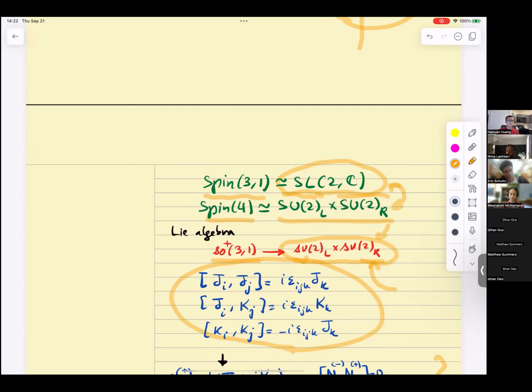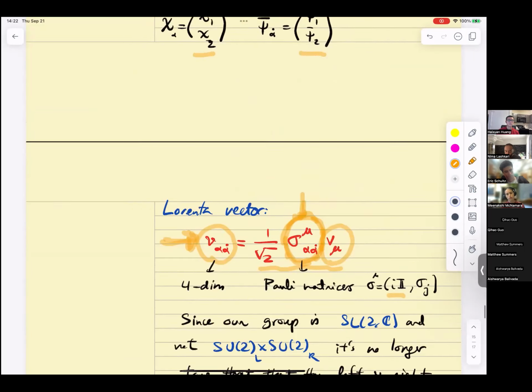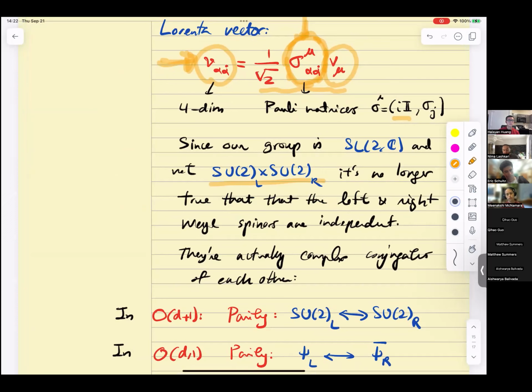But these two groups also are very different. There is one important difference between them that has physical consequences. When you talk about SU(2) × SU(2), the left and right movers are completely uncorrelated. They are not related to each other. They're completely independent. But in SL(2,C), the left and right Weyl spinors are not independent. As a matter of fact, they're complex conjugates of each other.